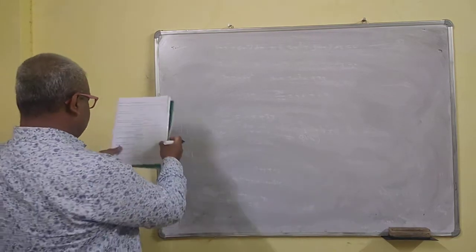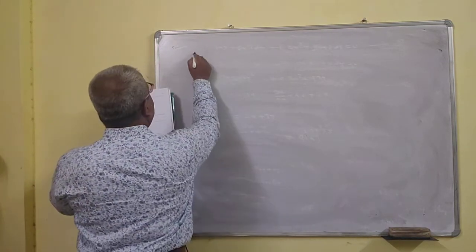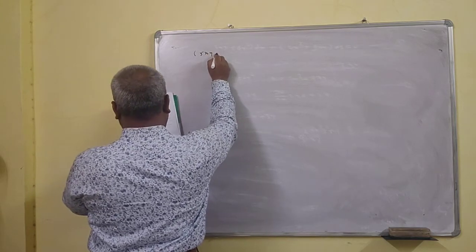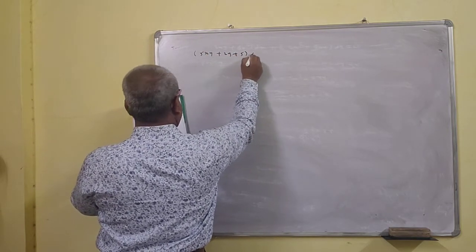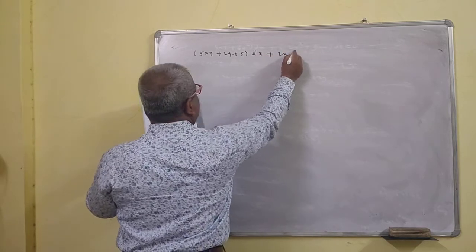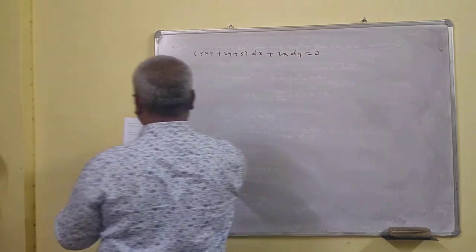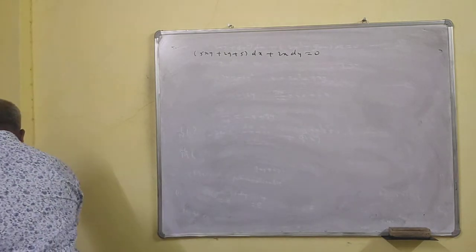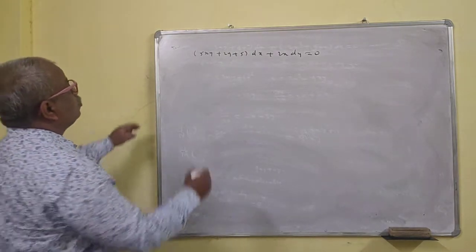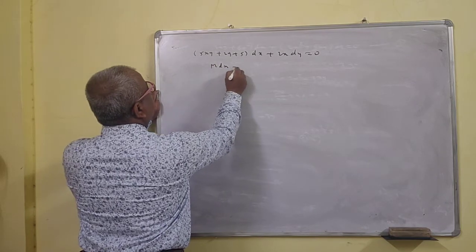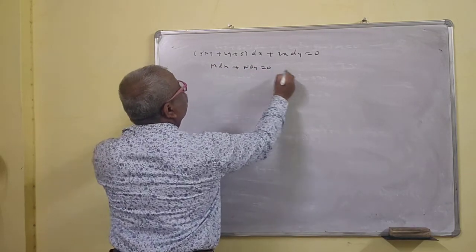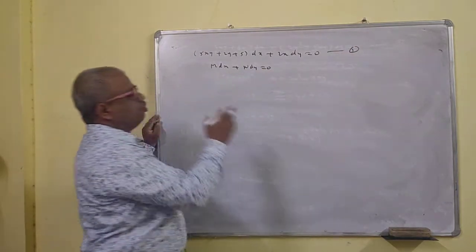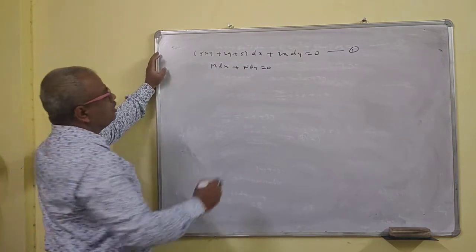Okay, so we'll do the next problem. 5xy plus 2y plus 5 dx plus 2x dy is equal to 0. Comparing this equation with M dx plus N dy is equal to 0.